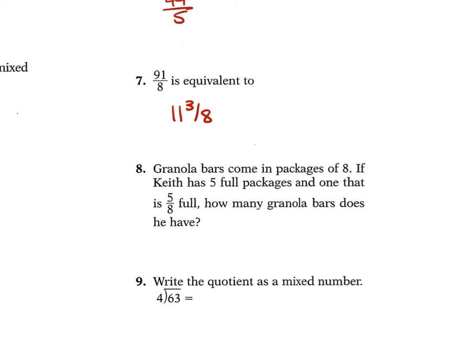8 says granola bars come in packages of 8. If Keith has 5 full packages and one that is 5/8 full, how many granola bars does he have? Well, if there's 8 in total and there's 5 packages, that's 8 times 5, which is 40. And then there's 5/8 left, so that's 5 plus the 40, which is 45 bars.